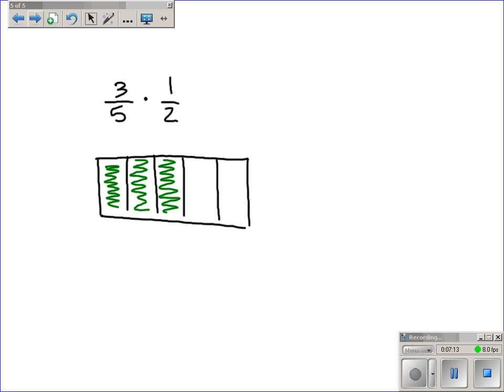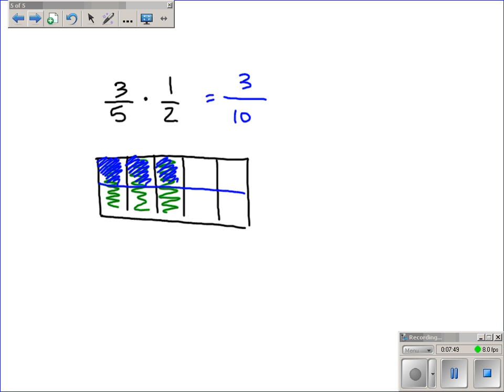Okay, now I have 3/5 groups of 1/2, and so I will cut each of these pieces in half and take half of them. So if I take this one, half, and this one, and this one. Okay, and I'm looking at just the blue parts. I have 3 of them, and how many pieces of that size make up the whole? Well, there's 10 of them. So I have 3/10 is what 5/3 times 1/2 is.